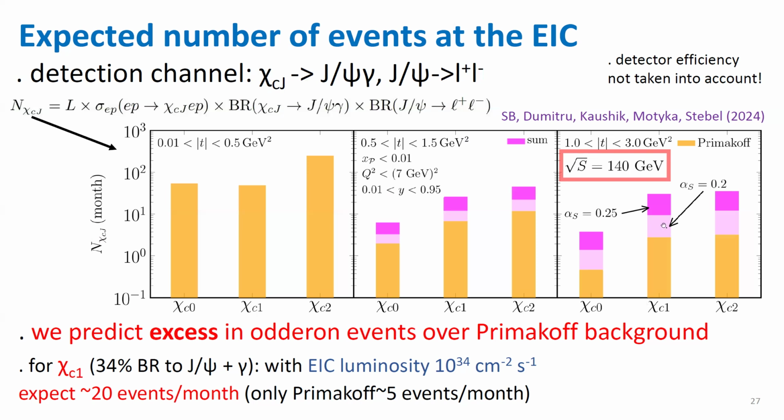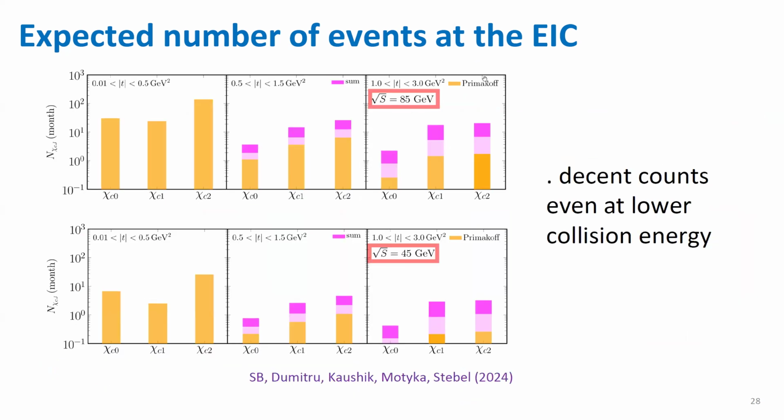So this is at top EIC energy, and then if you move to lower energies, let's say 85 GeV, you still get decent counts at mid and high T range. You can get about 10 counts, so this works also there. And then if you go to even lower energies, the number of events drops somewhat.